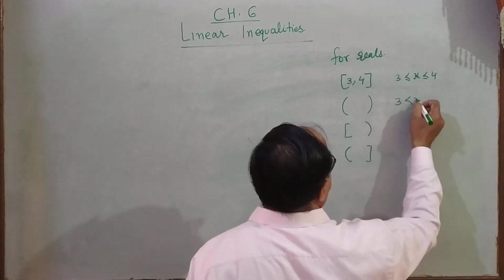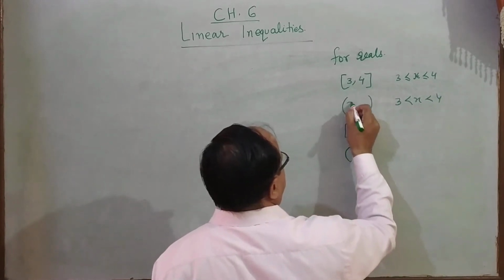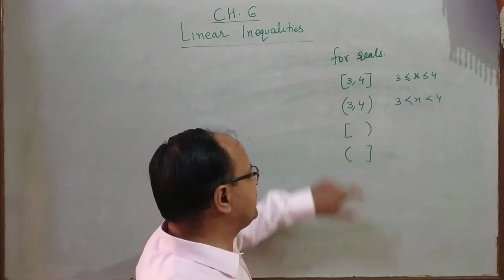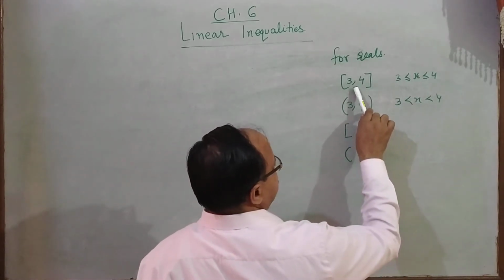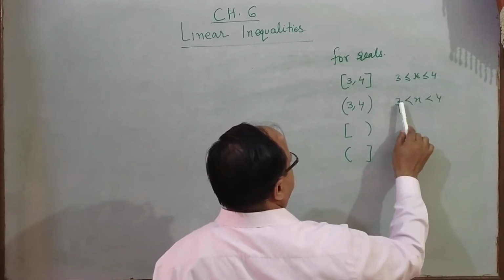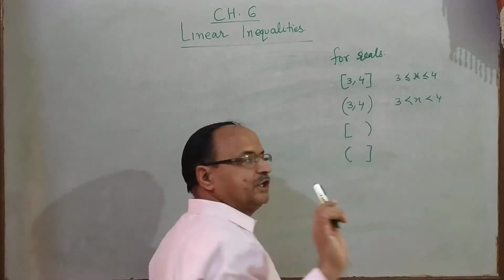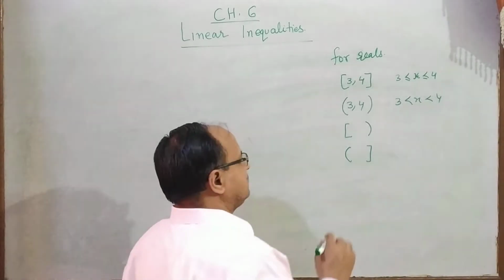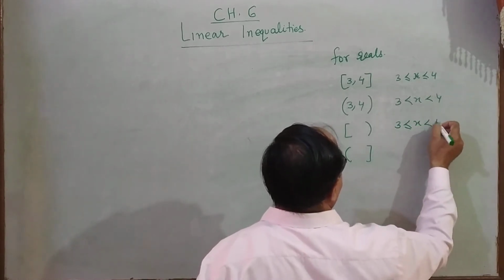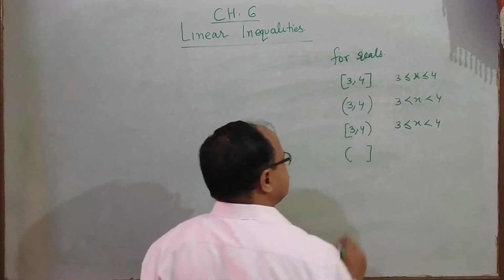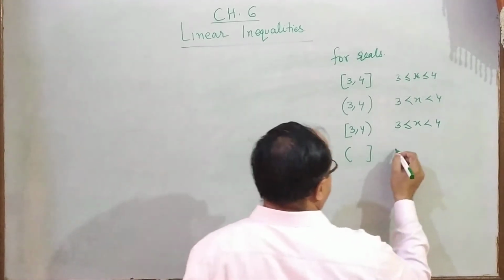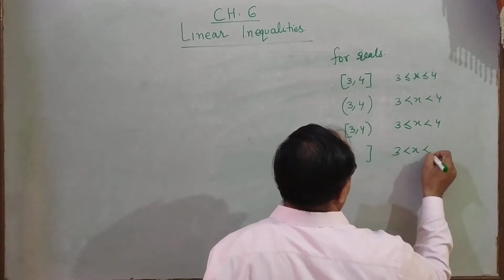Suppose 3 less than x less than 4. So you can use this bracket, the open bracket. This is called square bracket. This is called open bracket. It means both values included, 3 and 4 both included, and this means 3 and 4 not included. And here 3 less than x less than or equal to 4. It means 3 not included, 4 included. And here 3 less than or equal to x less than 4.